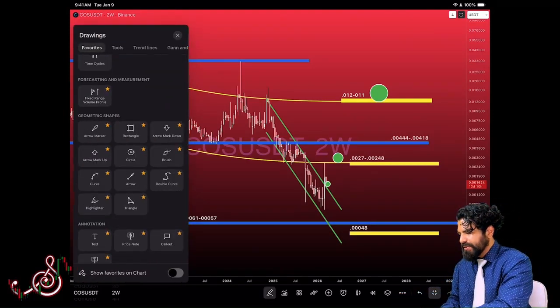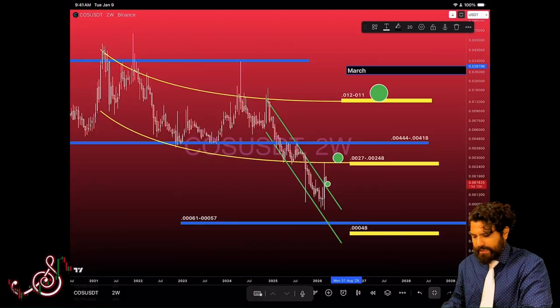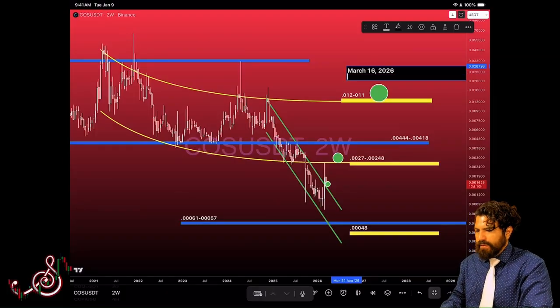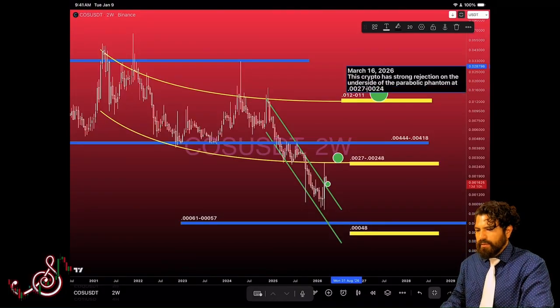But first, let me write down some of this in the text. March 16, 2026. This crypto has strong rejection on the underside of the parabolic phantom at 0.0027, 0.0024 area.